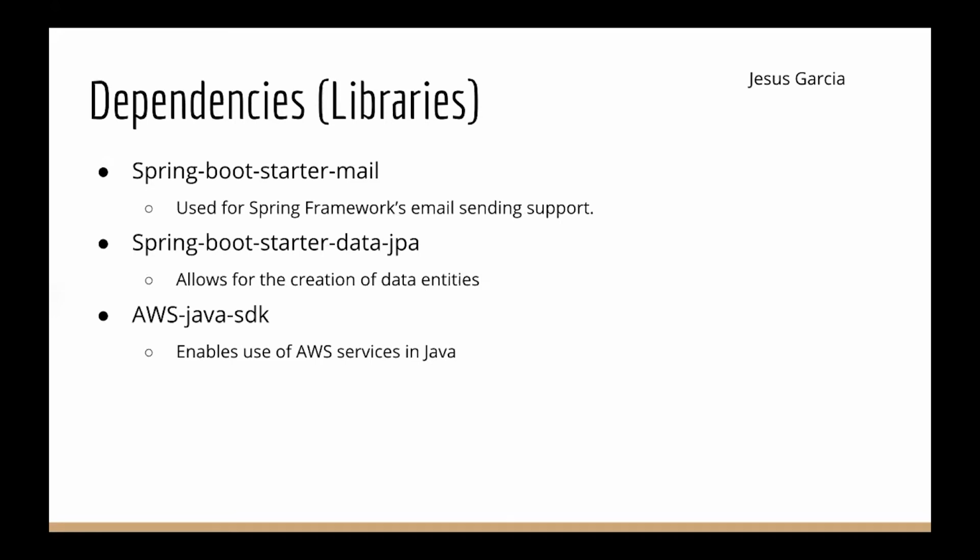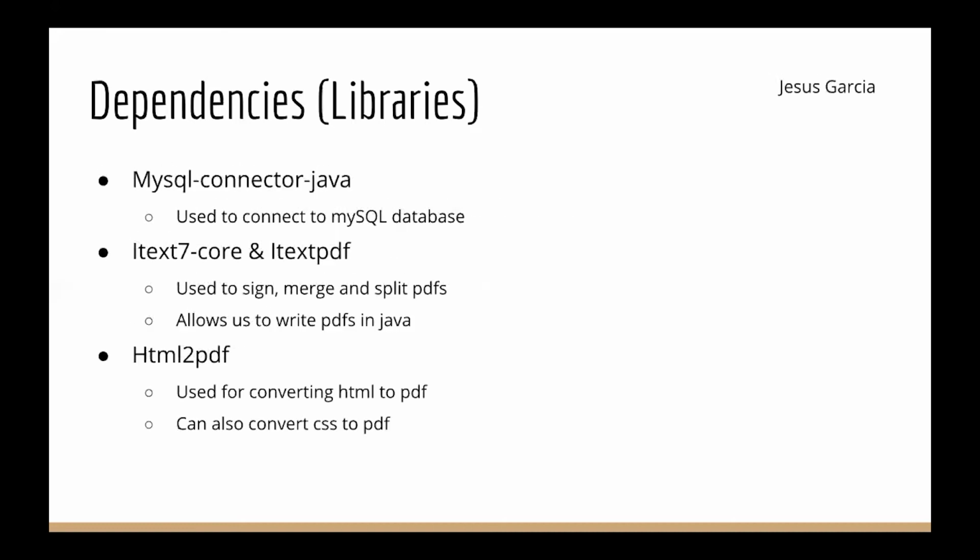And we also use the Spring Boot Starter Data JPA, which allows for the creation of data entities when searching the database. We also use the AWS Java SDK, which enables the use of AWS services in our project. We also use the MySQL Connector Java, which is used to connect the MySQL database. And we also used two libraries for PDF. The first one is iText 7 Core and iText PDF. It's used to sign, merge, and split PDFs, and it allows us to write the PDFs in Java when they're generated. And the other one is HTML to PDF, which is used for converting from HTML to PDF, as well as CSS to PDF.